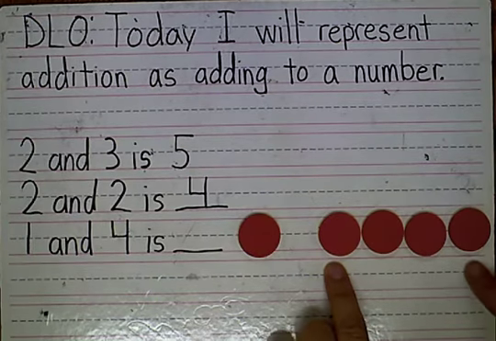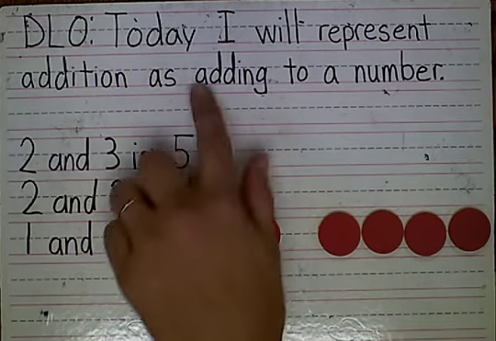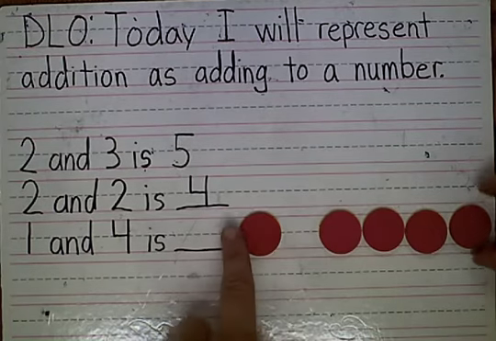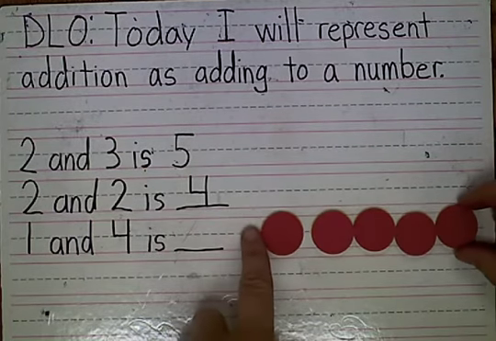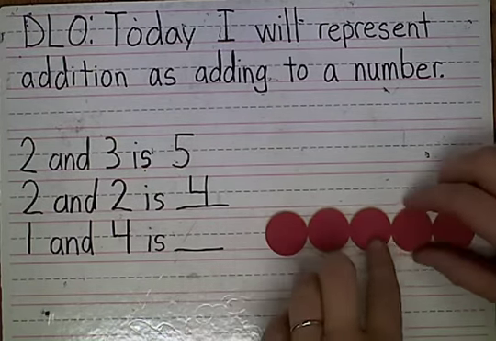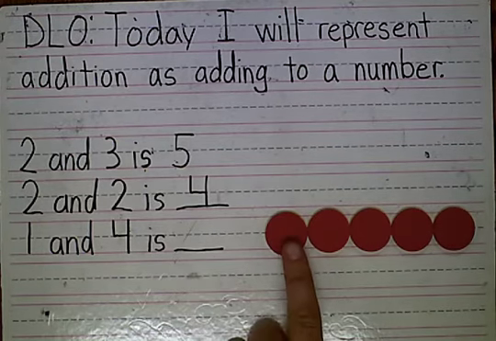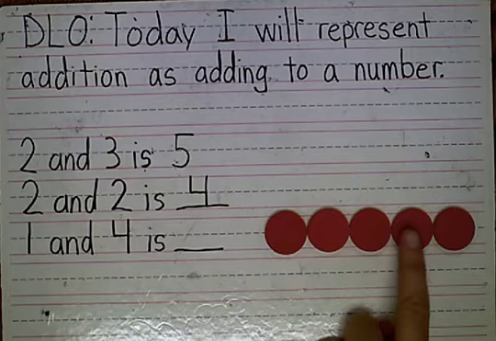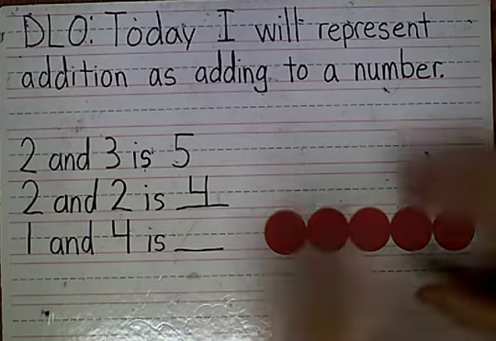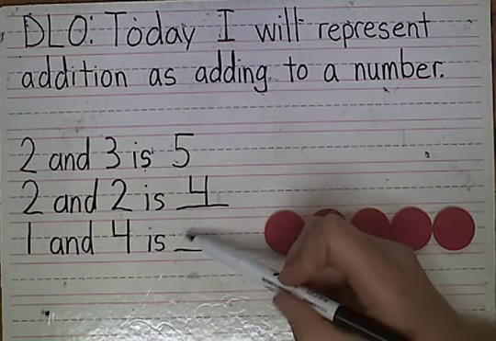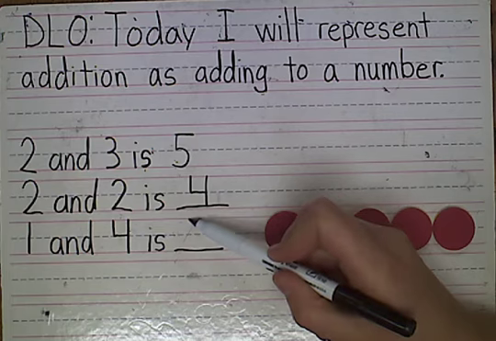1, 2, 3, 4. Is blank. I'm going to add them together and find the number. I'll push the one a little closer. Let's find out what our sum is, what the solution is. Let's count. 1, 2, 3, 4, 5. 5 is our sum. All together, 1 and 4 is 5.